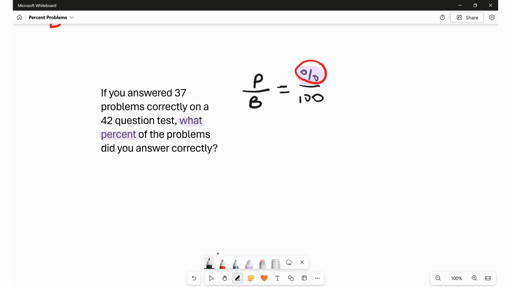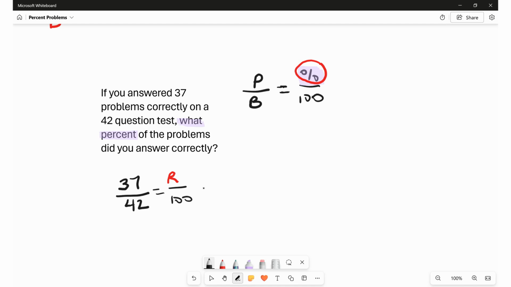So think about this. You answered 37 problems correctly on a 42 question test. So what do you think is the whole? What do you think is the base? How many total questions were on that exam? Well, if you answered 42, you'd be correct. There are 42 total questions. That is the whole number of questions that is on that exam. The part that you answered correctly is 37. And you are seeking out the rate.